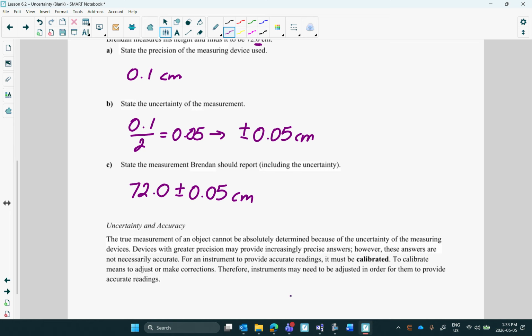What about uncertainty and accuracy? Okay, well, this is pretty straightforward. Remember, accurate means how close is our measured value to the true measurement value. Okay, that's accuracy. Precision is if we measured it over and over again, would we get similar results or the same results?